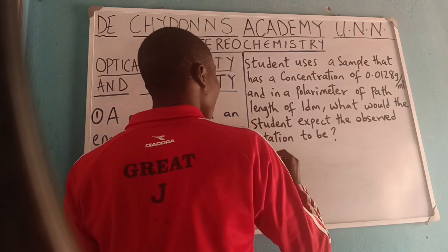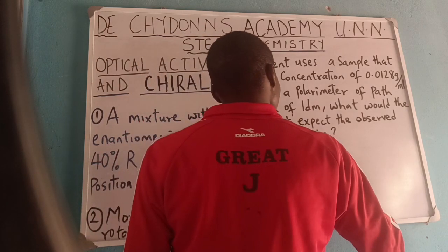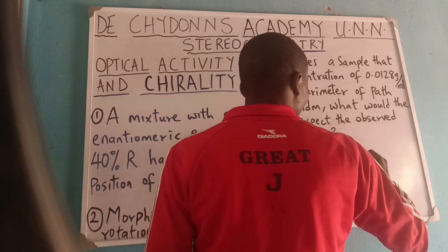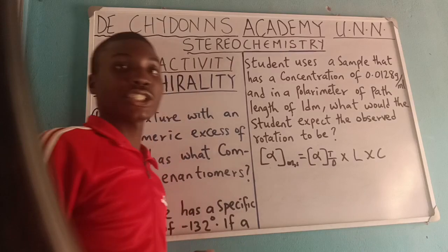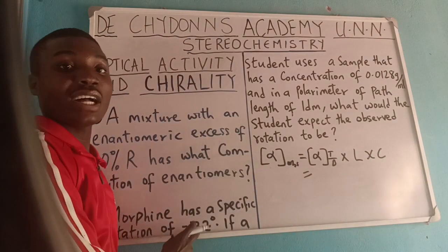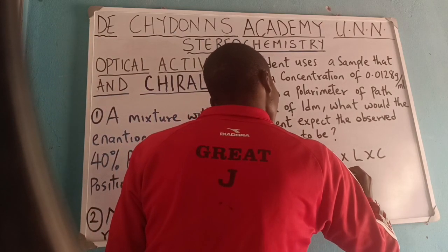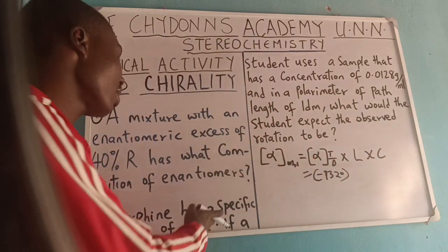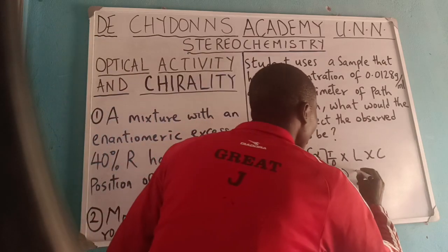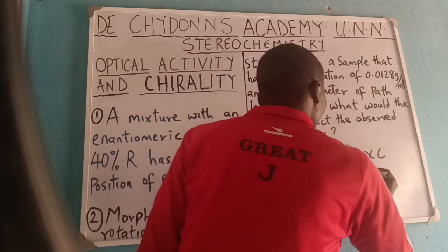So the observed rotation we already know is equal to specific rotation times path length times concentration. So the specific rotation, according to our question, is minus 132 degrees. Not Celsius, please. There's no Celsius, just the degrees. Celsius is for temperature. So minus 132 degrees. Then we are going to be multiplying by the path length. According to this, we have a path length of what? 1 decimeter. So our path length is 1.